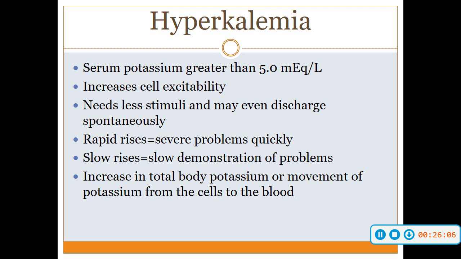It also releases myoglobin, and what does myoglobin do? Plugs up our kidneys, causes rhabdo, and then you have some kidney problems, and our kidneys are in charge of doing what? Getting rid of potassium. So you have double problems there when you have a crush injury. All right, a slow rise may be slow to demonstrate problems. So patients might not show clinical manifestations until they hit higher numbers, like 7 to 8.